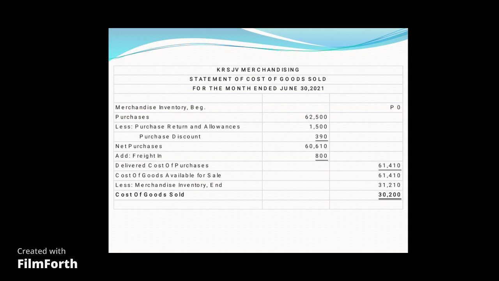So the cost of goods available for sale is 61,410. So less merchandise inventory end with a balance of 31,210. So the cost of goods sold is 30,200. So note that the merchandise inventory end is not yet recorded in our journal. This will be recorded when we do the closing entries.